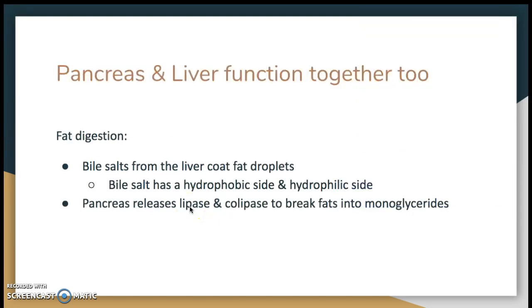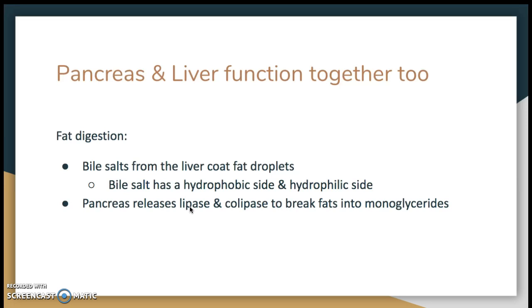The pancreas and liver also function together through fat digestion. Bile salts from the liver coat fat droplets, as mentioned earlier. A bile salt has a hydrophobic side and a hydrophilic side. The hydrophobic side is what is facing the fat droplet. Bile salts surround the fat droplet, and the hydrophilic side is the side facing outward toward more water.